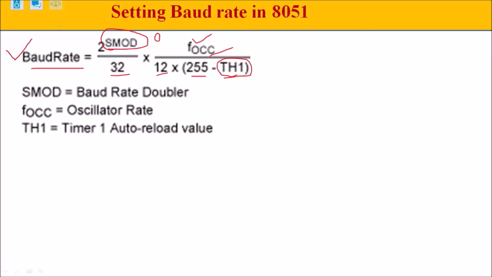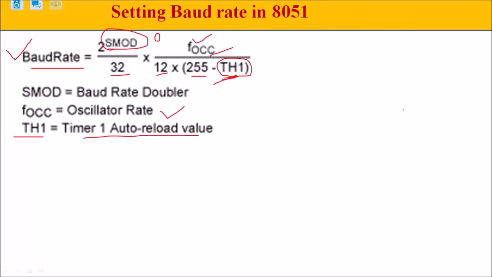Try to understand this. This is the formula of baud rate. You have to decide a baud rate, the rate of data transmission. As per the baud rate, you have to find what count we have to load in the TH1 register for the timer. So just remember this formula. This F oscillator is the oscillator frequency, and TH1 is the timer 1 auto reload value.